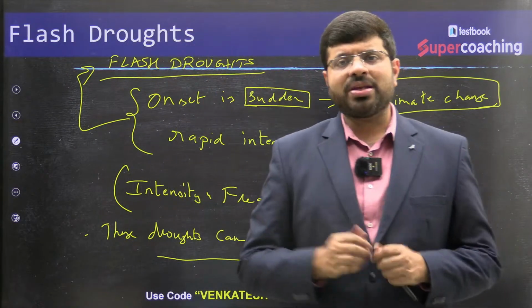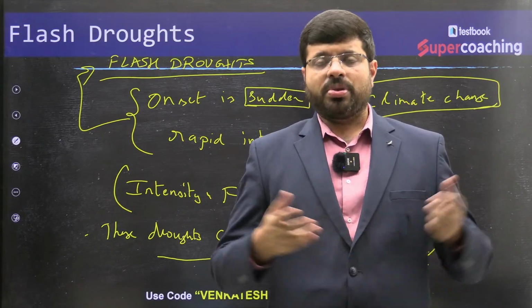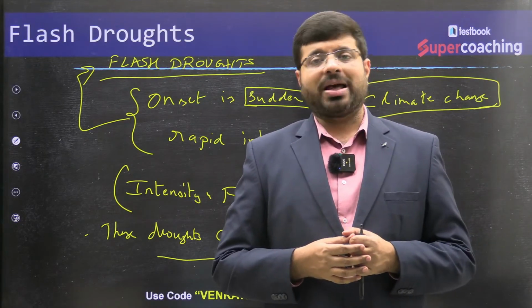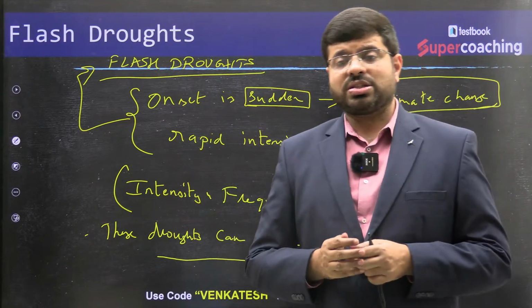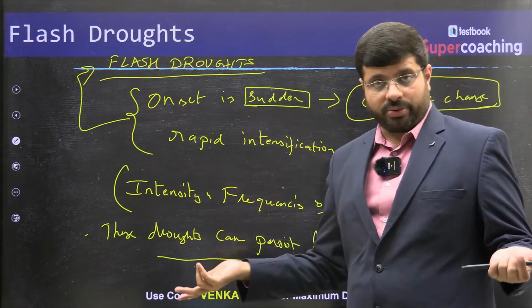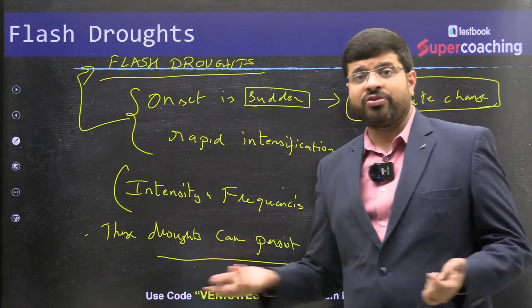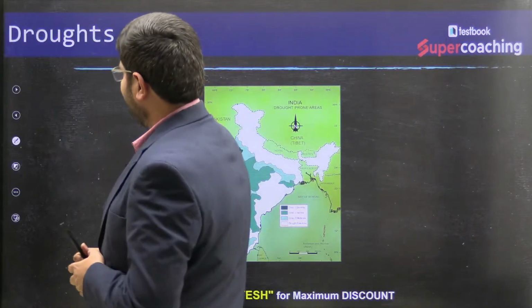So why is it happening? Climate change. Officials observe that because of global warming and man-made activities, there are certain areas where they are seeing droughts in a short period of time, with rapid intensification. Ultimately, it is lack of water, and water is the base of life. So this is what is called flash droughts.